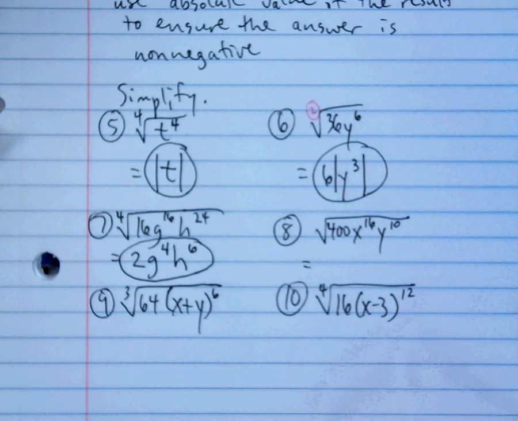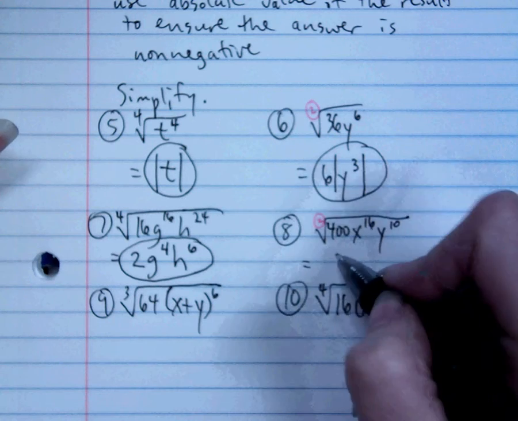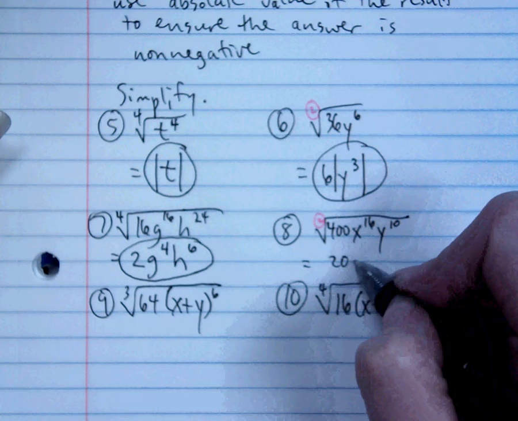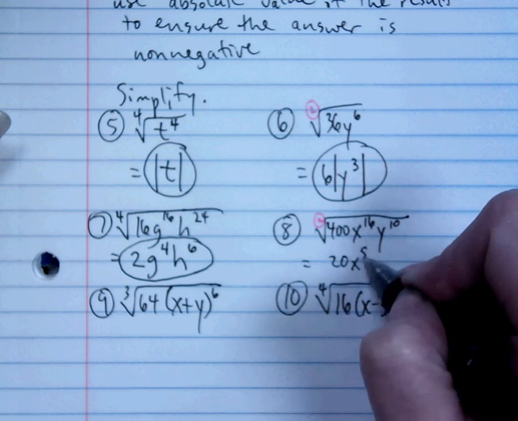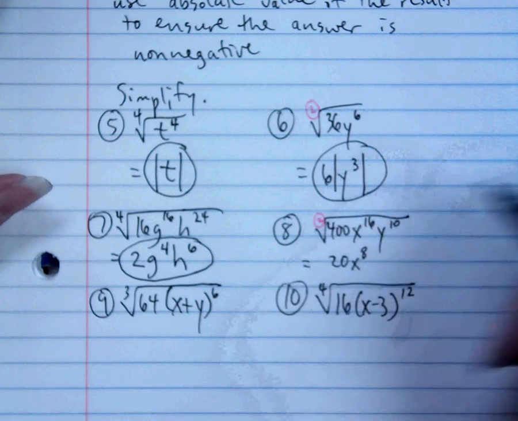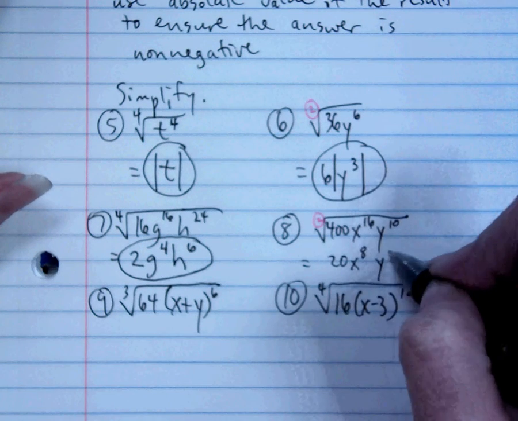So again, we have an even index, so I could have these issues where I need an absolute value symbol. Square root of 400 is 20. X to the 16th, if I'm taking the square root of that, I'm going to divide by 2 too, so I'm going to have x to the 8th. That's not a problem, it's even. Y to the 10th, I'm going to divide by the 2 again. I get y to the 5th.